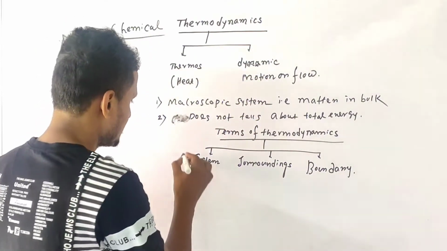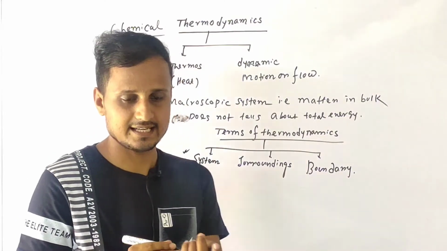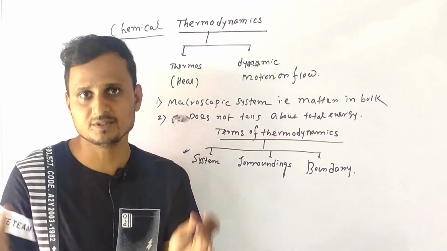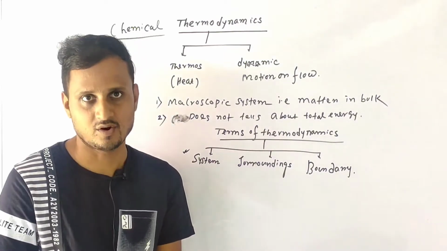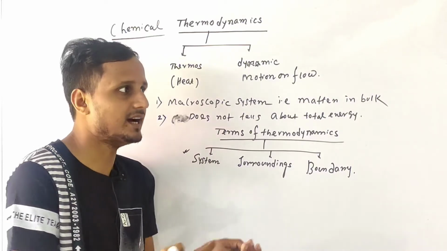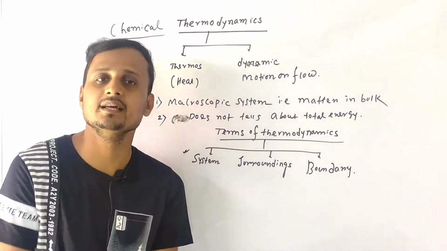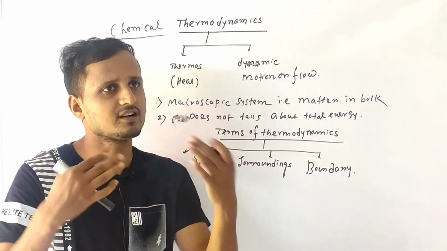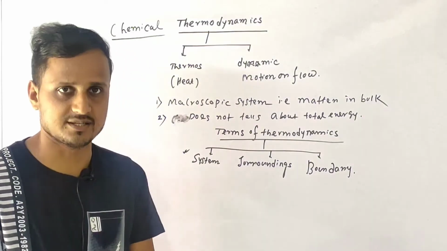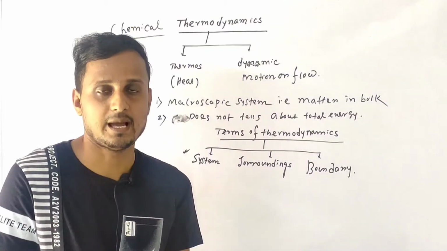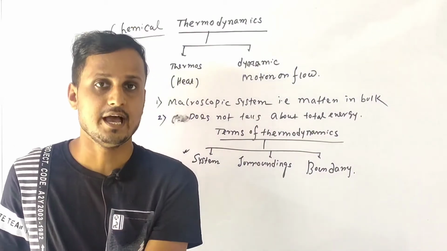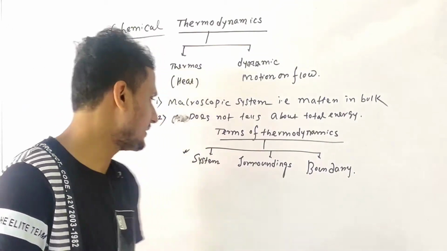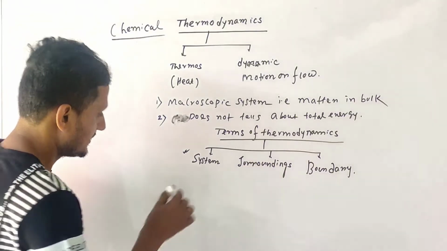So what is a system actually? System is the part of the universe that is under investigation or under experiment. Anything we are taking to experiment can be considered as a system, such as a cup of tea or any reaction mixture. Now, apart from the system, the rest of the universe is called the surroundings.